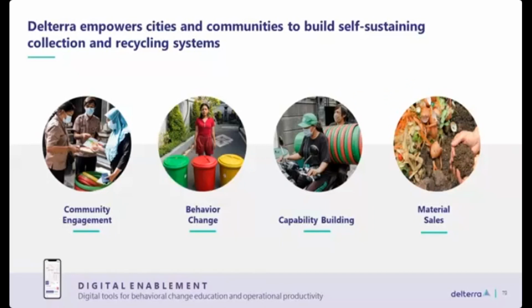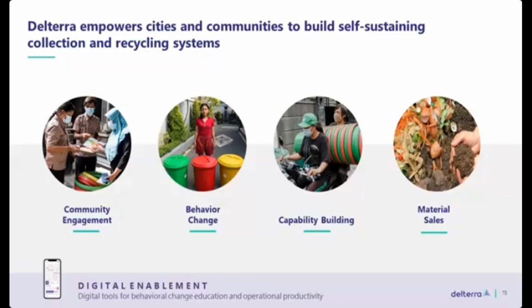We work in a number of different areas, all the way from community engagement, behavior change, building the capacity of waste management services, whether that be a municipality or, in the case of Indonesia, sub-municipal or informal sector, loosely formalized organizations and individuals. But then we also try to match that with the demand side.